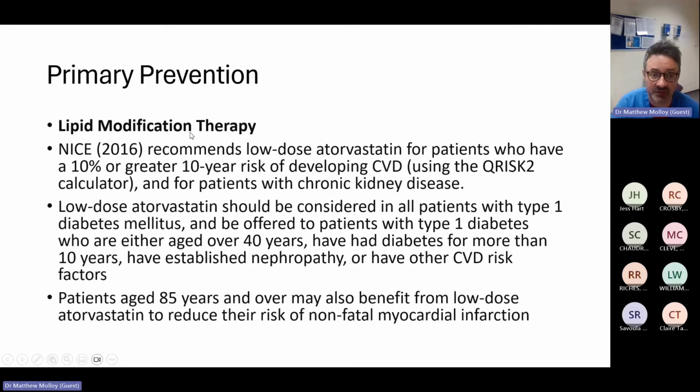And then lipid modification therapy. So NICE again recommends low dose atorvastatin for patients who have a 10% or greater 10-year risk of developing CVD, and for patients with chronic kidney disease.